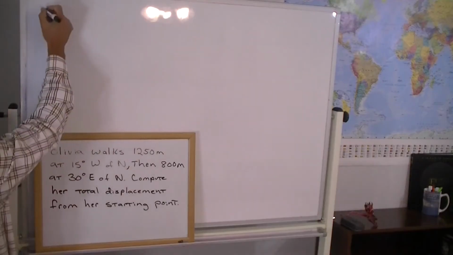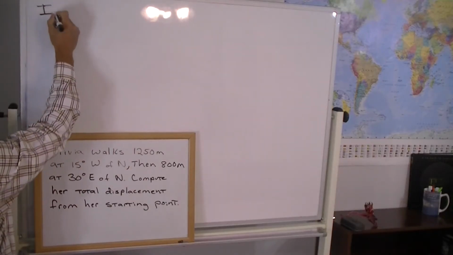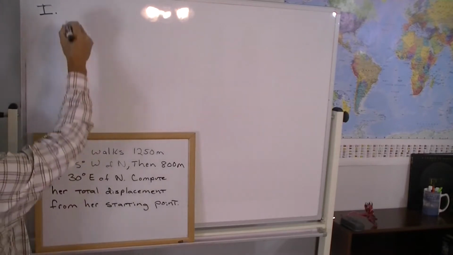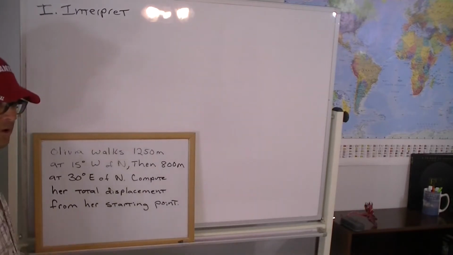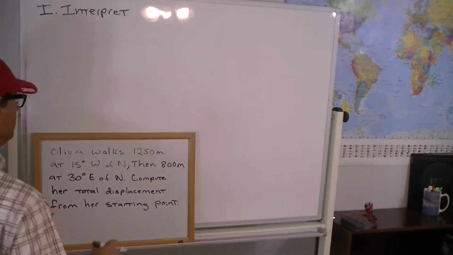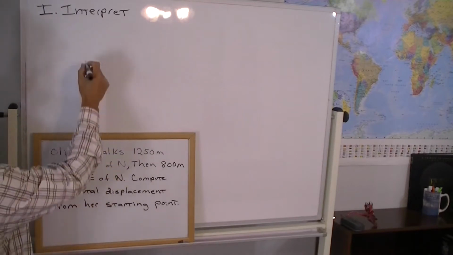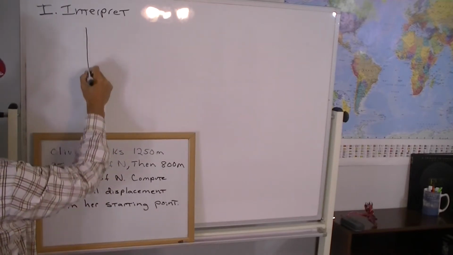Okay, the first step in the IDEA problem solving format is to interpret. And the best way to interpret most physics problems is with a simple diagram and also identifying the general principle of physics that's going to be used to solve the problem.